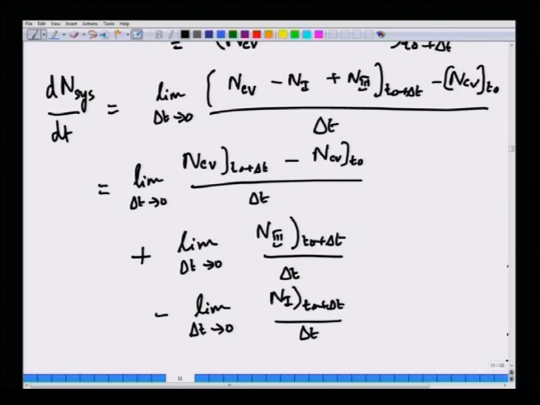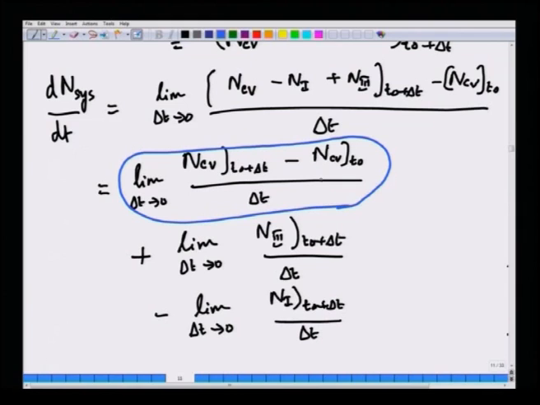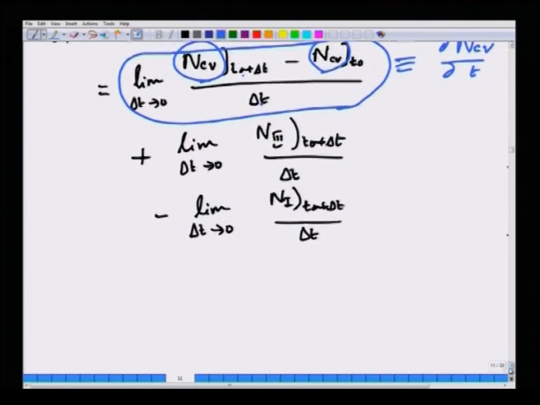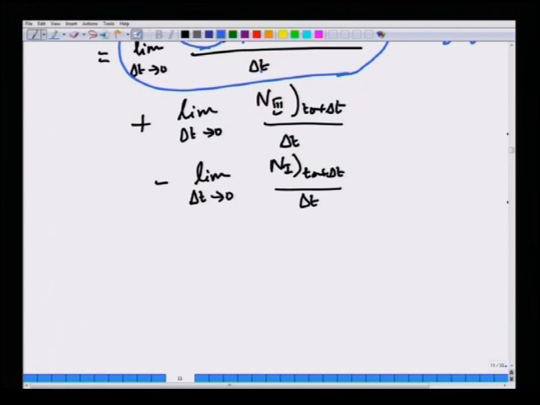Okay. So, if you look at this expression here, you are just looking at the rate of change of the quantity present in the CV at two different times divided by delta t. So, from the fundamental definition of calculus, this is dN_CV divided by dt. That is essentially the rate of change of the quantity that is present in the CV. That is very simple. To be precise, we can put a partial derivative. Now we have to simplify these two terms.